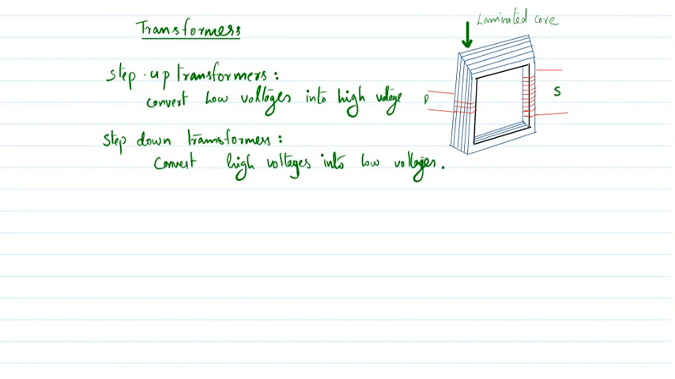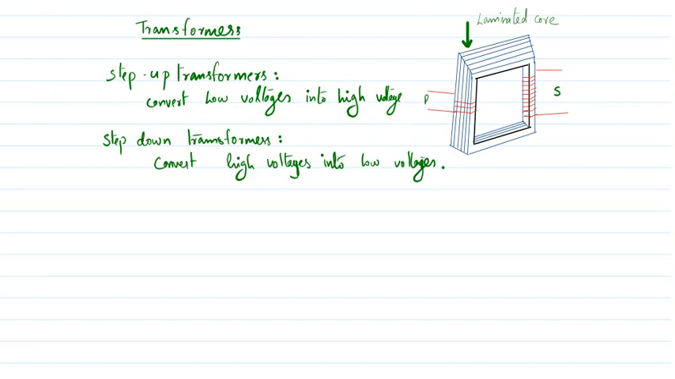In a step up transformer we have to convert low voltage into high voltage. We usually arrange that the turns in the primary are thick and the number of turns is very low compared to the secondary coil. The secondary consists of a large number of turns of copper wire, much larger than the primary.